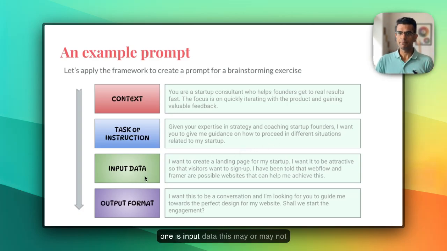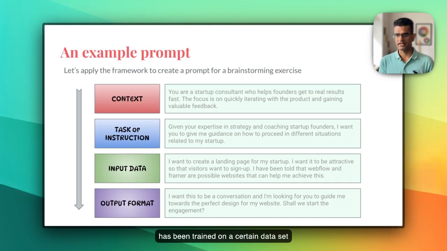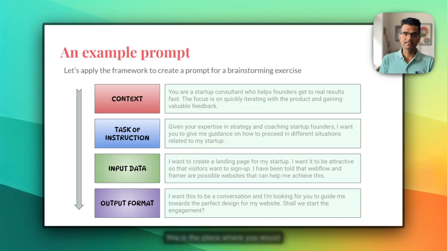The third one is input data. This may or may not be necessary because this is where you have to augment the data capabilities of the LLM, right? So the LLM has been trained on a certain data set, which will likely not include data set that you are privy to. Maybe you have your own blog or you have your own PDF that likely was never on the internet, or you have an Excel of data of some form, etc. So input data can be varied, and it may not be something that the LLM has seen before during its training time. And so this is the place where you would insert the input data.